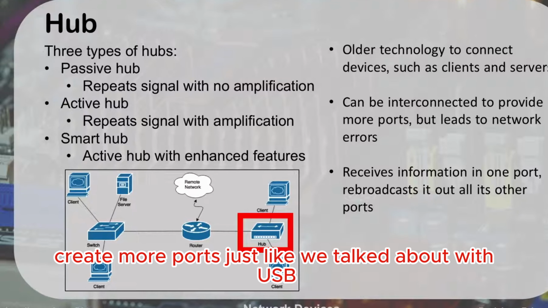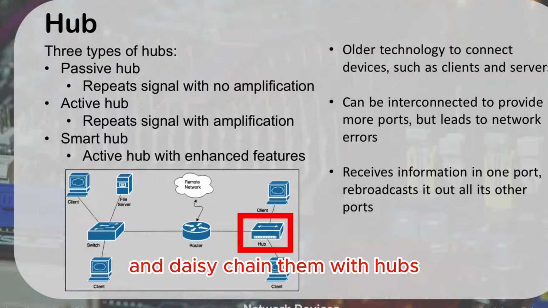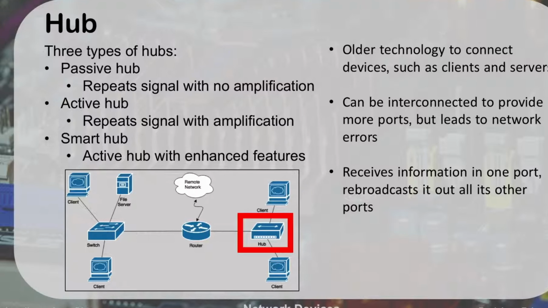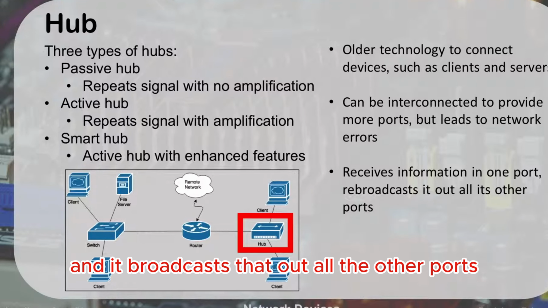Those hubs create more ports, just like we talked about with USB, where you can add more and more USB hubs and daisy chain them. With hubs, if you daisy chain them too much, though, you'll get more network errors. The way a hub works is it receives information on one port, and it broadcasts that out all the other ports.